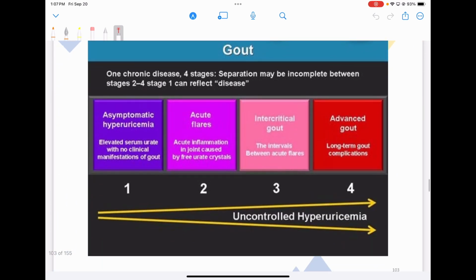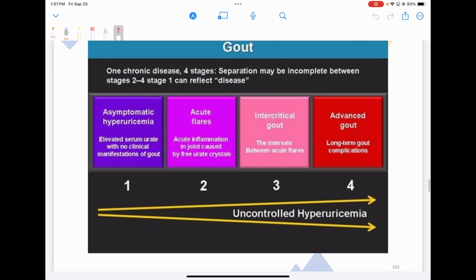And there are different stages, but the main key is uncontrolled hyperuricemia. Again, repeating myself, a lot of the cases we talk about are uncontrolled. You're not treating these things, left to their own devices, where are they going to end up? And your job is to not let them end up in that state.